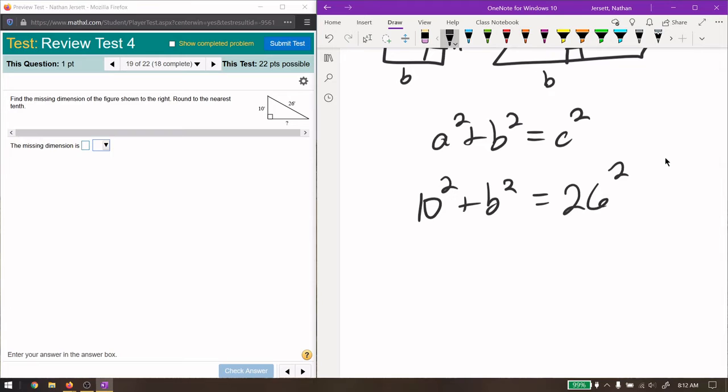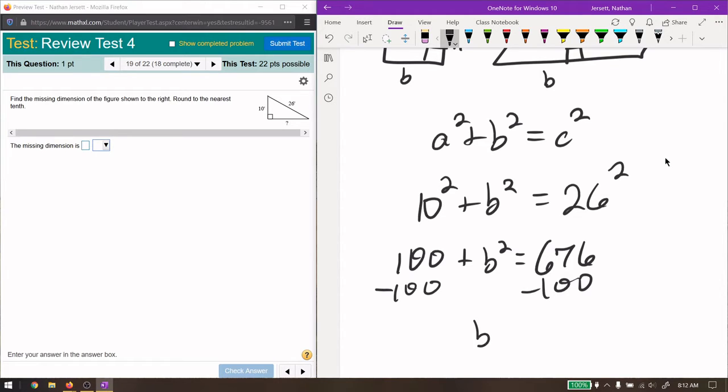Okay, to get b by itself, I'm going to first square everything. We get 100 plus b squared, equals 26 squared. I do not know that off the top of my head. 676. Now to get b squared by itself, I'm going to first subtract 100. B squared equals 576. And then we need to take the square root.